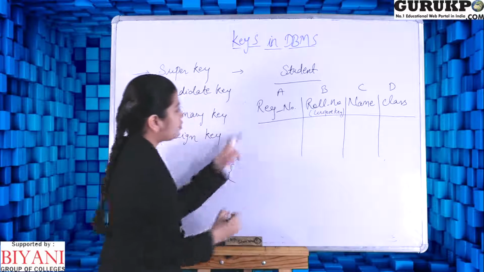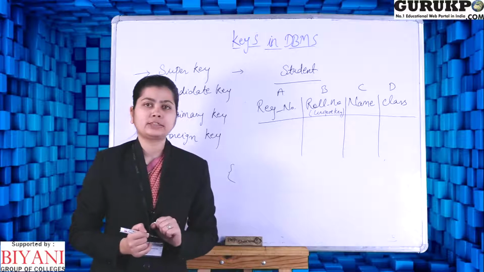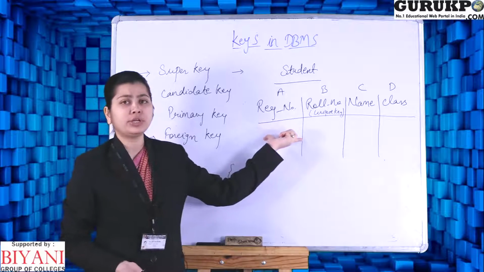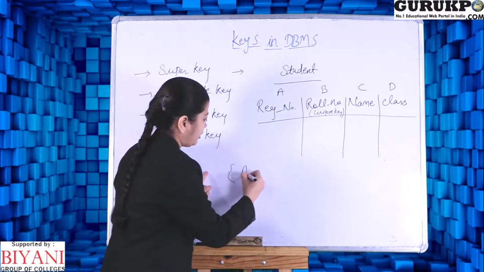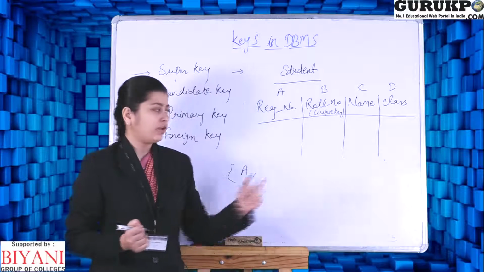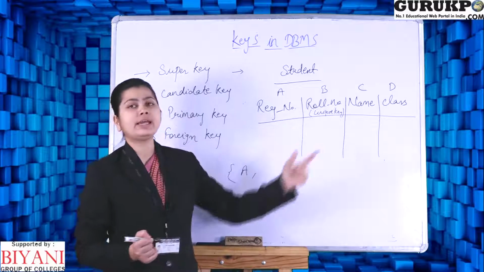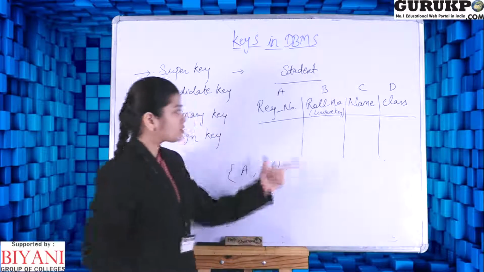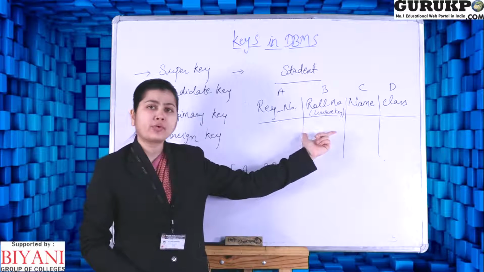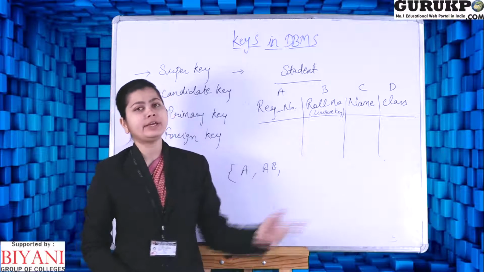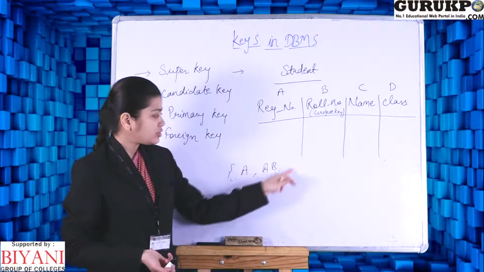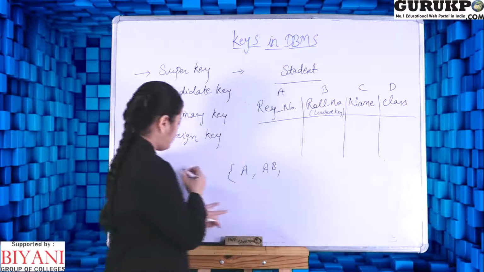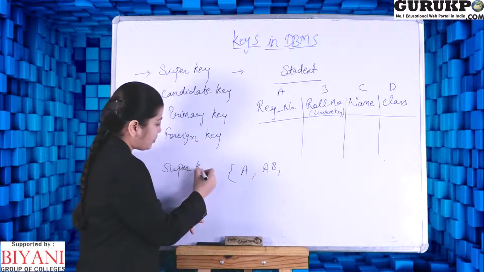By using registration number we can uniquely identify each and every record, because the registration number of every student is different. So we can take registration number, A, as a unique or primary key. Also we take A and B, because by the combination of registration number and roll number we can uniquely identify each and every record of our table. So A, B is a super key for the student table.